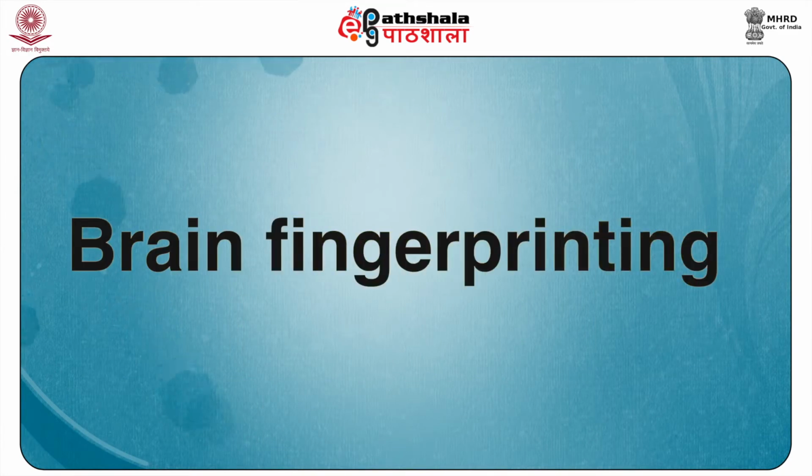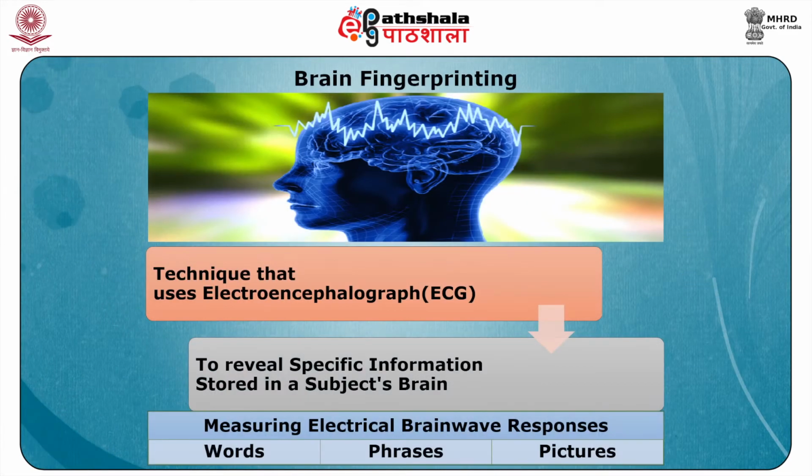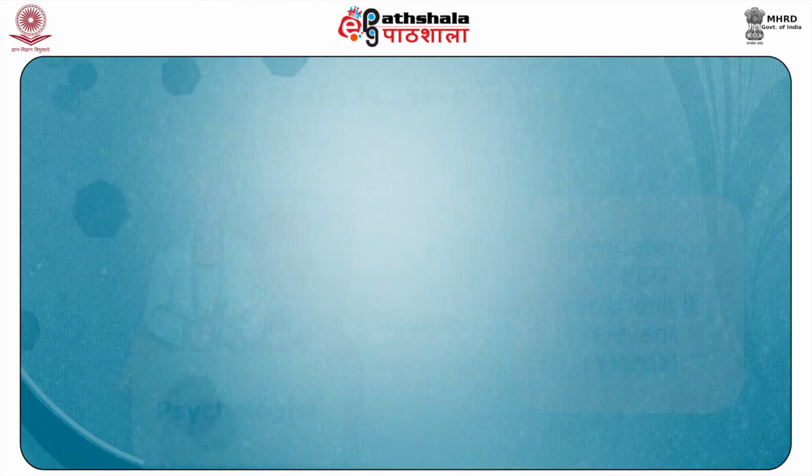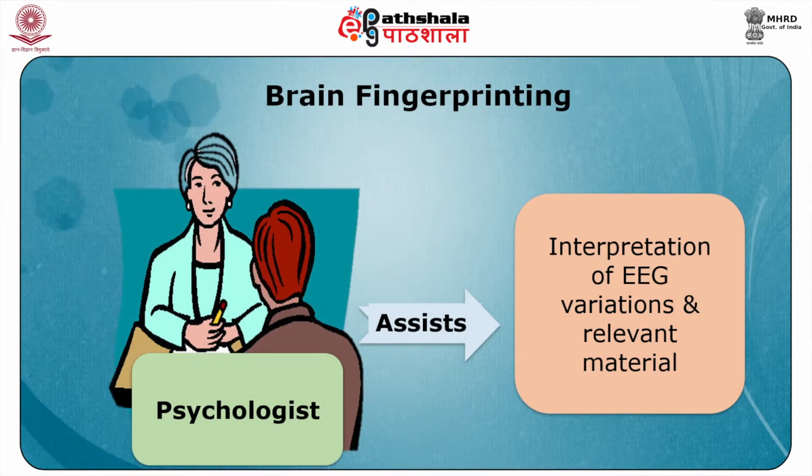Number two is brain fingerprinting. Brain fingerprinting is a forensic science technique that uses electroencephalography to determine whether specific information is stored in a subject's brain by measuring electrical brainwave responses towards phrases or pictures that are presented on the computer screen. A cognitive psychologist assists in interpreting the EEG variations in the interpretation of the relevant material.